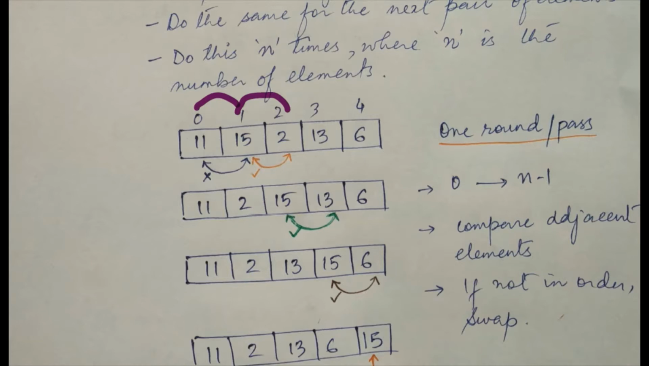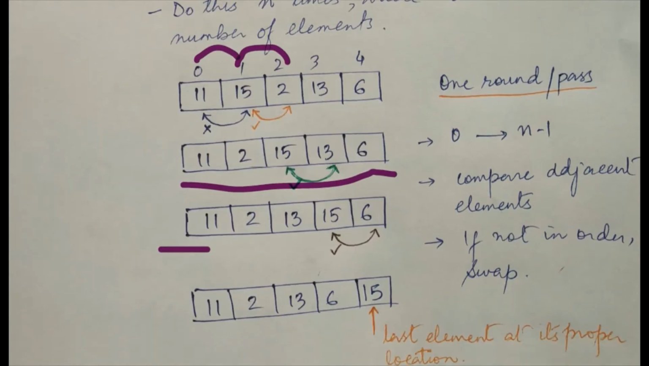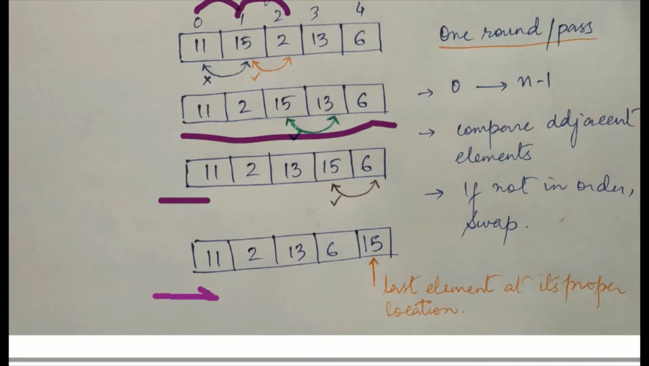Once I swap, this is what I have currently. And I will compare the next pair, which is 15 and 13. Again, they are not in ascending order, so I will swap. Now 15 and 6 is the last comparison in this round, and again I will swap them. So the first round is that I move from the element at location 0 to the element at location n minus 1. I compare all the pairs of elements along the way, and I get an order, but this is not yet sorted.